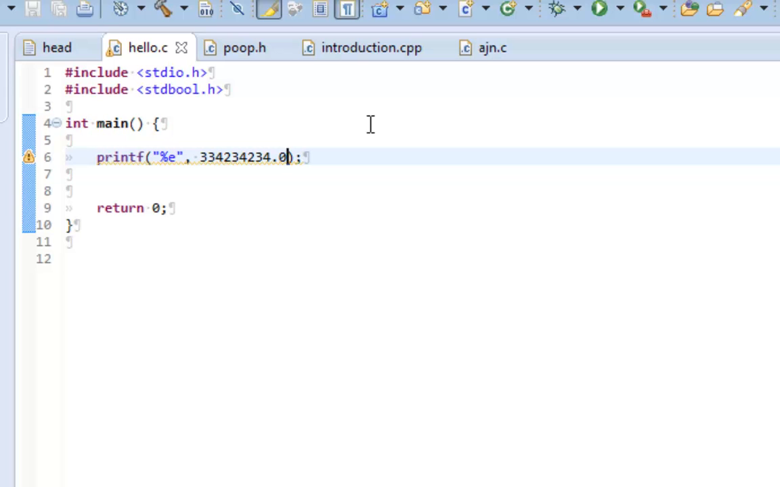And so yeah, there's %d for signed integers, %i, which does the same thing. There's %o for octal, %u for unsigned decimal integers, %x for hexadecimal, and %e for exponential. So that kind of makes sense.